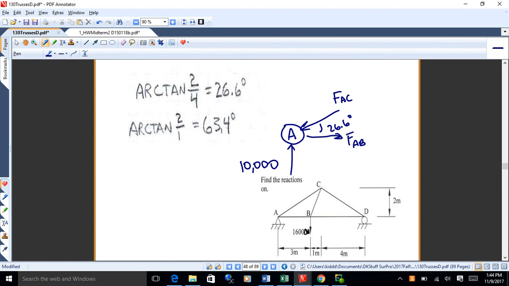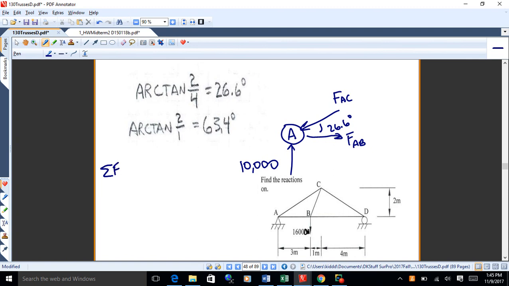Why did you use 2 over 4 for A instead of 2? Because it's from A to C. Yeah, it is from A to C, not from A to B. So I'm using 2 over 4 for that trig because C is 4 horizontally over from A. Okay. All right.